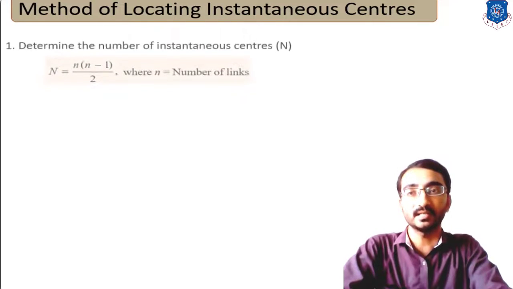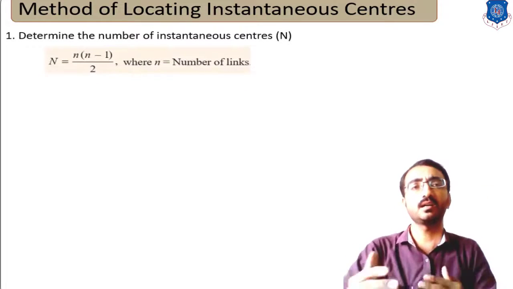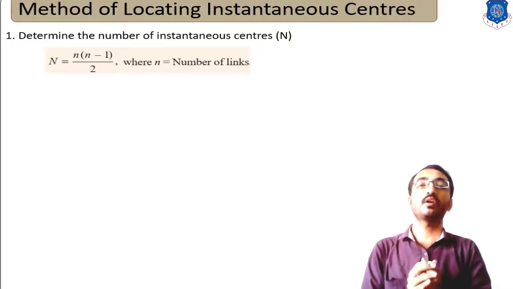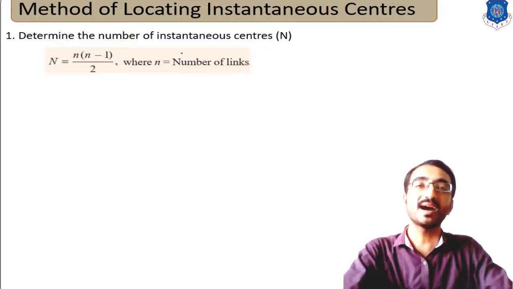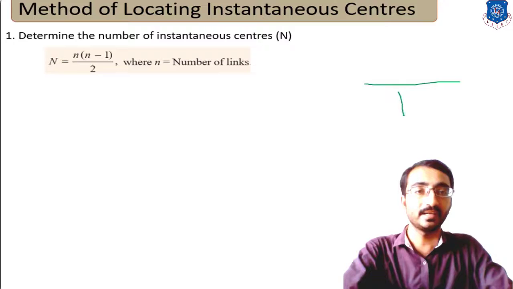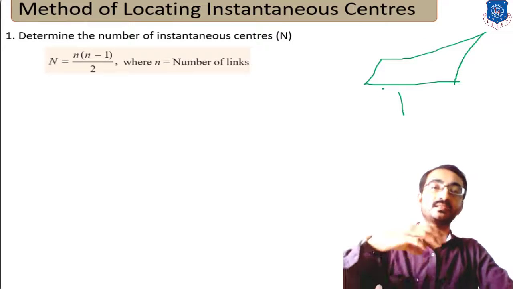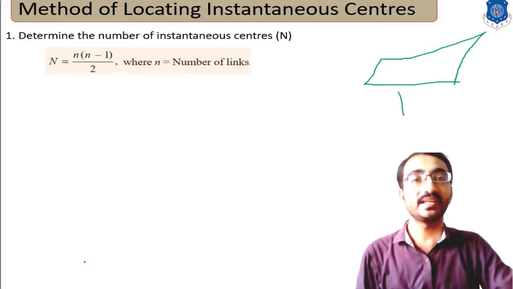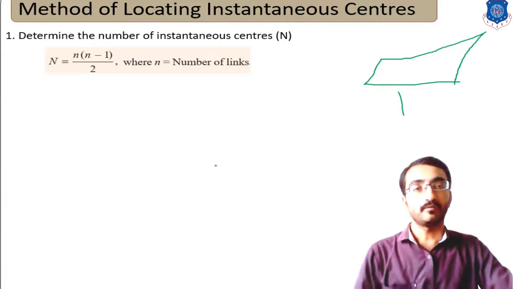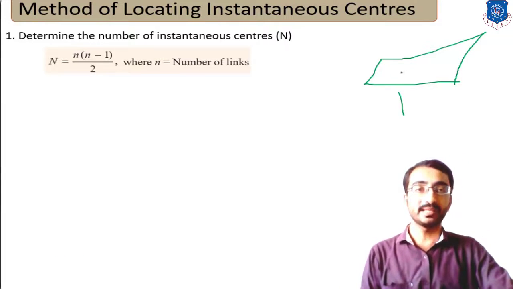Let's learn a few steps that we have to follow while solving the numericals. Okay, so let's consider a 4-bar chain mechanism. If you consider a 4-bar chain mechanism having link number 1, link number 2, link number 3 and link number 4 connected in such a way like this, it is a 4-bar mechanism having 4 links, that is 1, 2, 3 and 4, in this position.